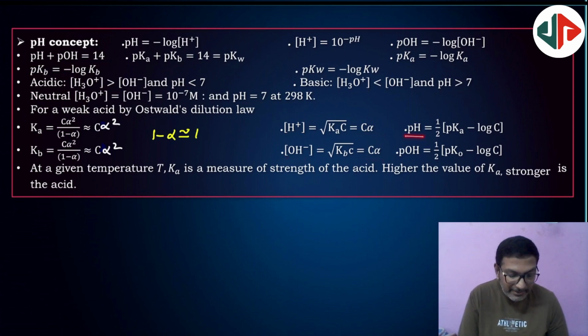pH of weak acid is half into pKa minus log C. pOH of weak base is half into pKb minus log C.